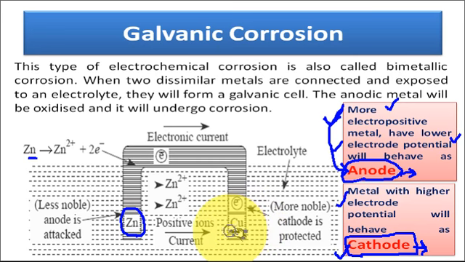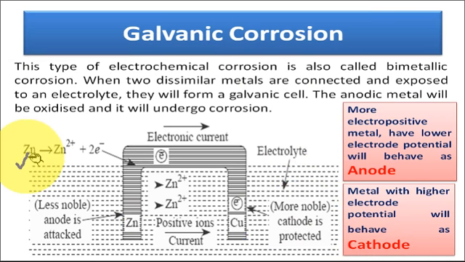So copper behaves as the cathode in this case. Suppose both these metals are in contact with the electrolyte solution also. So this is the electrolyte solution. In such a case, the more electropositive metal behaves as the anode. So zinc behaves as the anode while copper behaves as the cathode. And electrolyte solution is also present at the surface of the metal. That's why a small galvanic cell setup takes place in which zinc behaves as anode and copper behaves as the cathode.